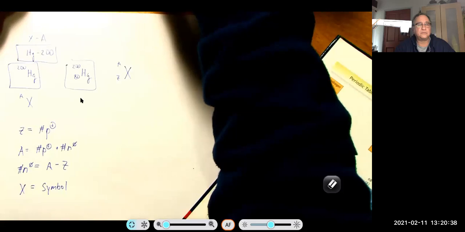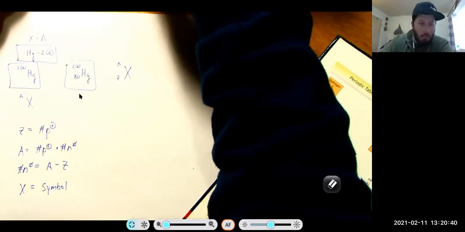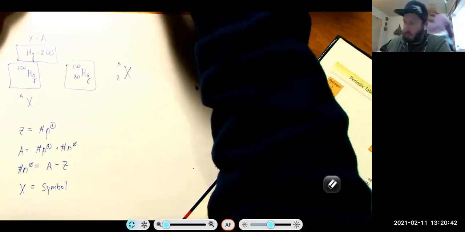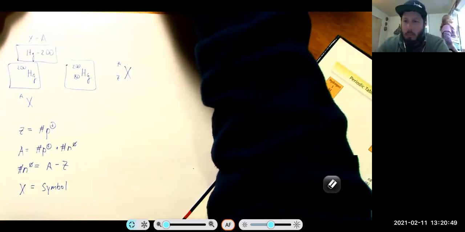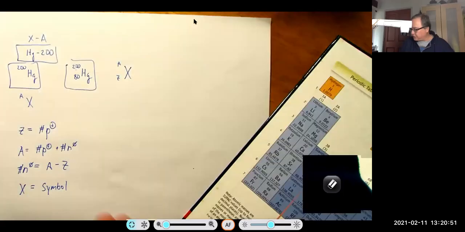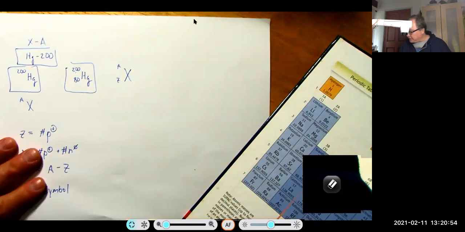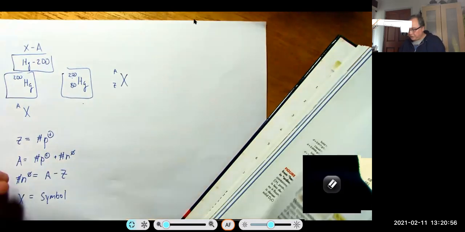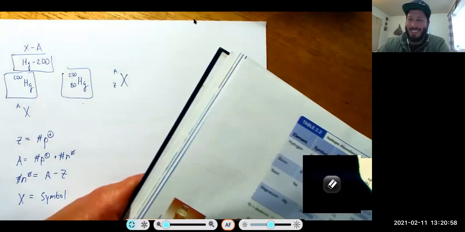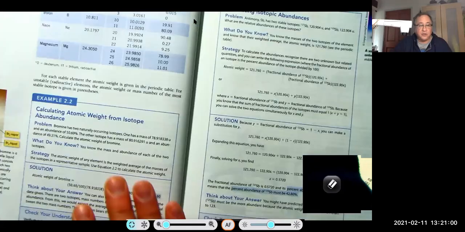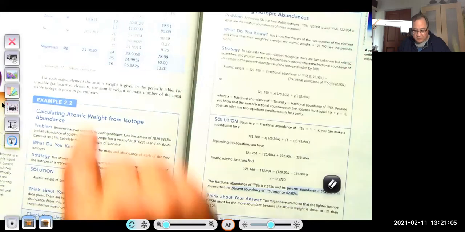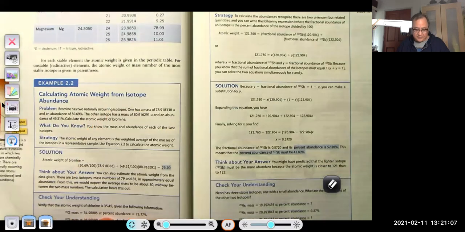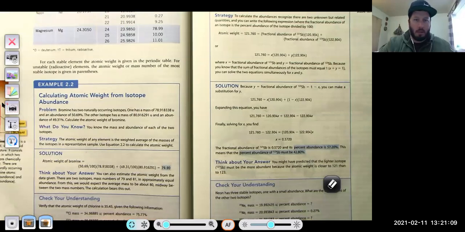Okay, thank you. You bet. Yeah, the next would just be percent abundance. So let's look up a problem in the textbook. Do you see this one right here in the book? Calculate an atomic weight from isotope abundance. What page is that? 64.